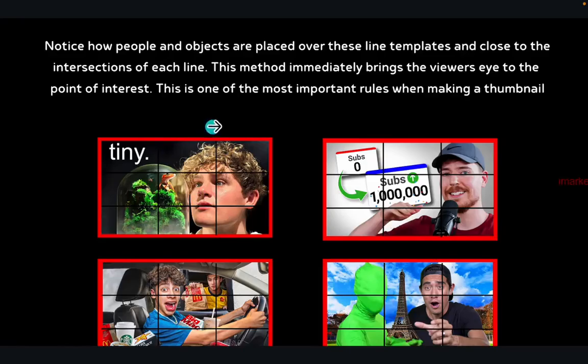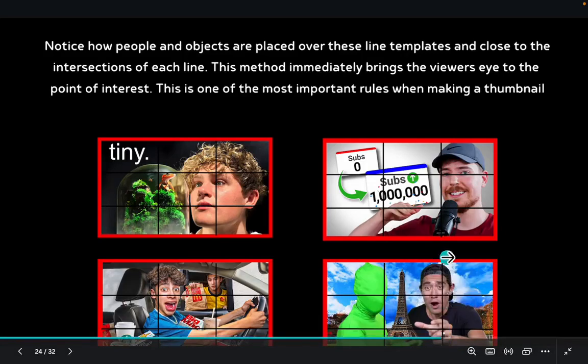Two vertical lines and 2 horizontal lines. And you see how faces and eyes are placed directly over these lines. Mr. Beast knows exactly what this means. 2 vertical, 2 horizontal. Eyes are on the horizontal. Head and body is on the vertical. Same thing with this gentleman. Eyes or head is near and around the intersections or on the vertical and horizontal line.